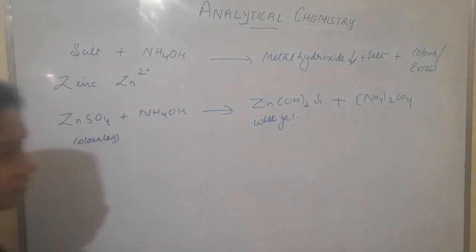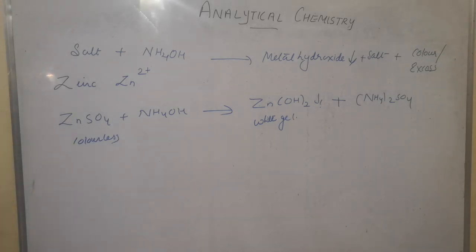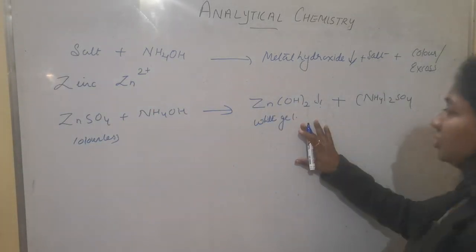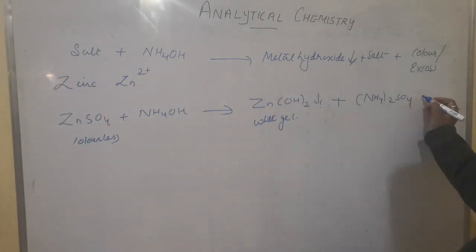Gelatinous means a shining sort of precipitate. Sometimes we write dirty. So dirty precipitates don't have shine. So gelatinous means they are having shining appearance. And it gets soluble with excess of NH4OH. So after getting this precipitate, when NH4OH is added in excess, the precipitate dissolves.